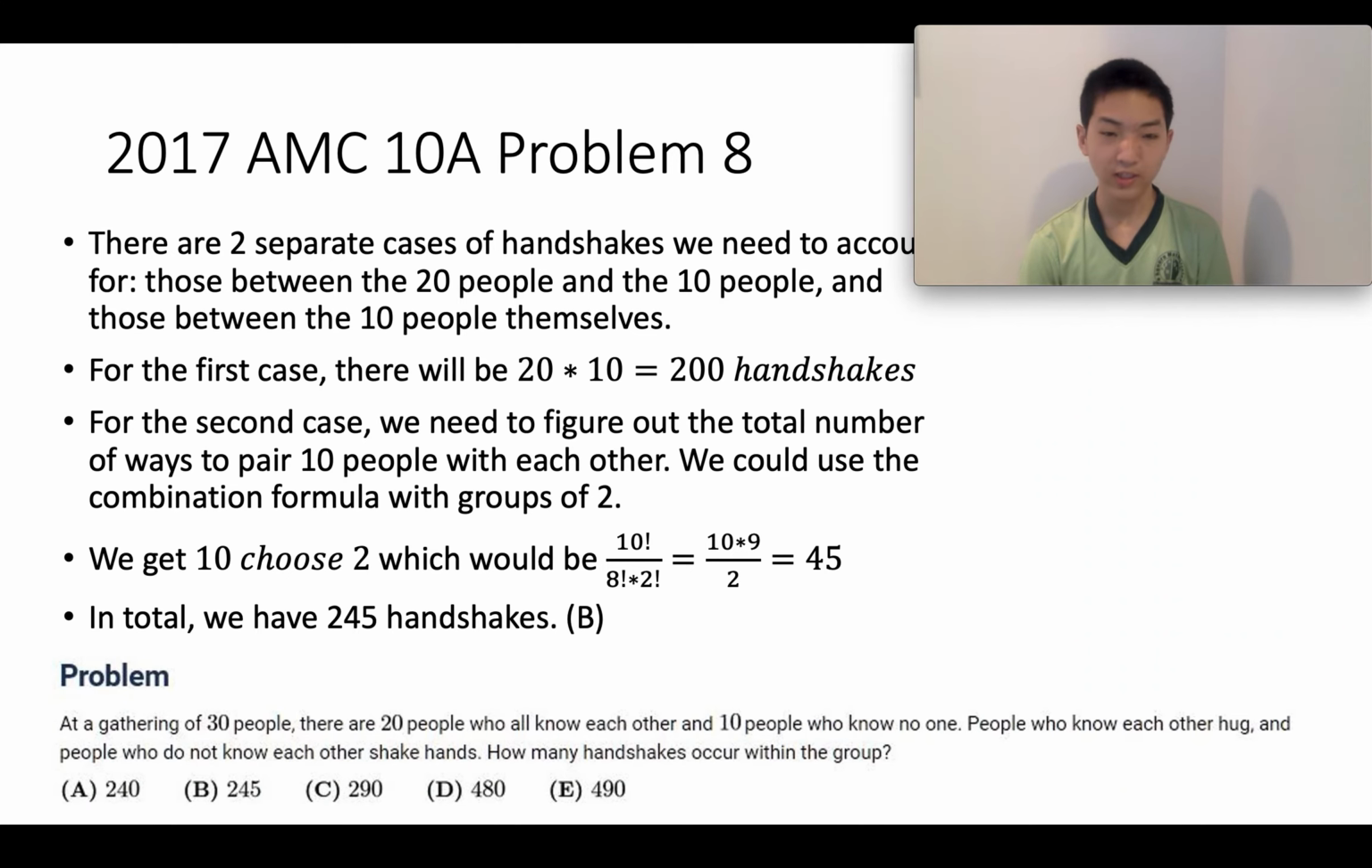So to find the number of ways we can get groups of two from 10 people, we get 10 choose 2, which would be 10 factorial divided by 8 factorial times 2, which is equal to 10 times 9 divided by 2, which is equal to 45. So in total, we would have 200 plus 45 handshakes, so 245 handshakes, which is B.